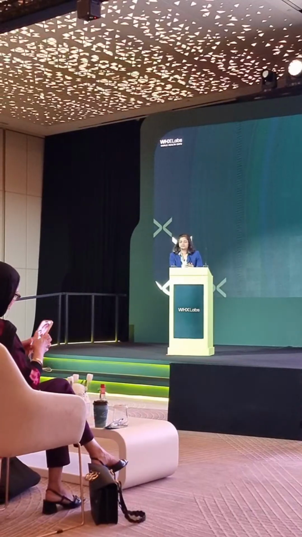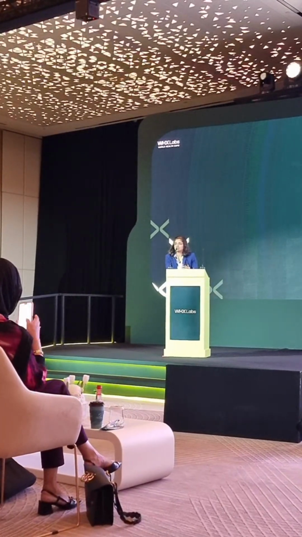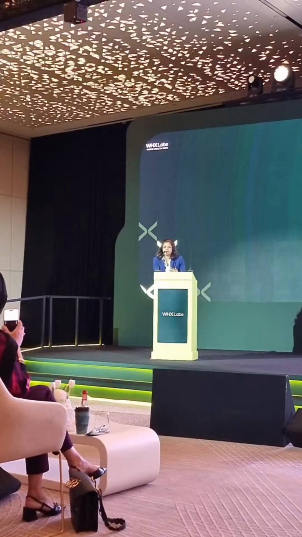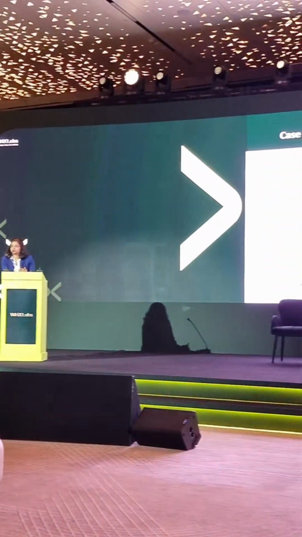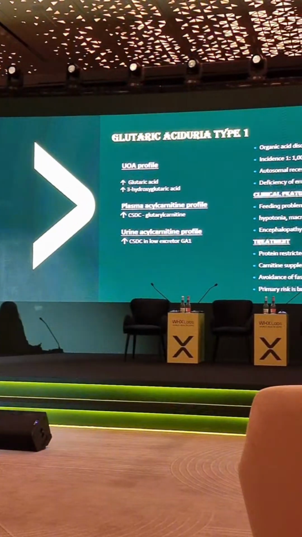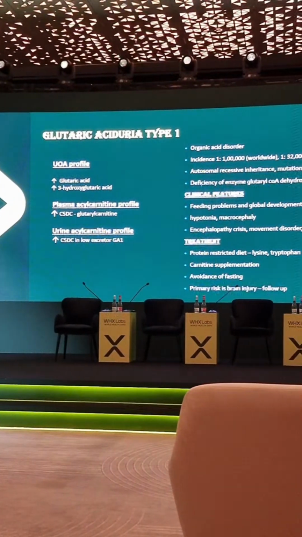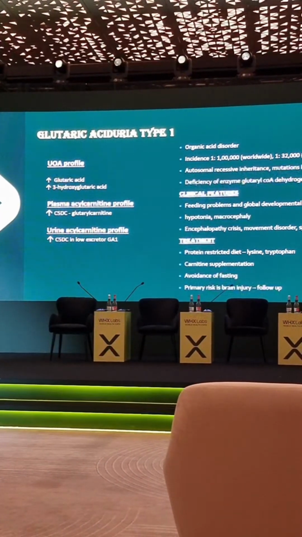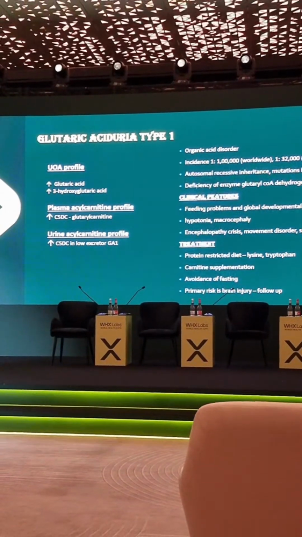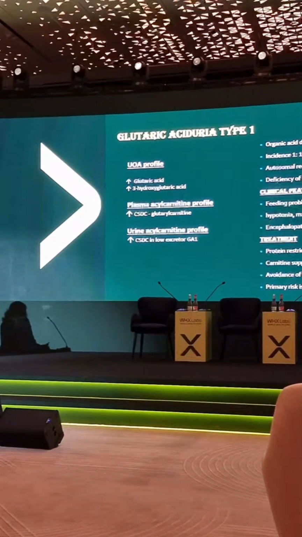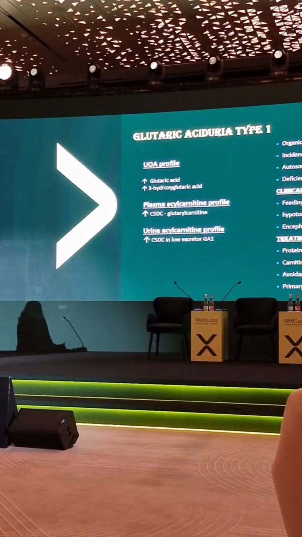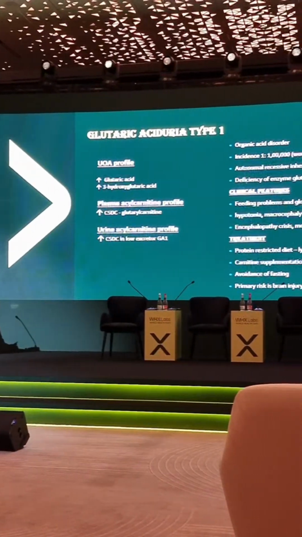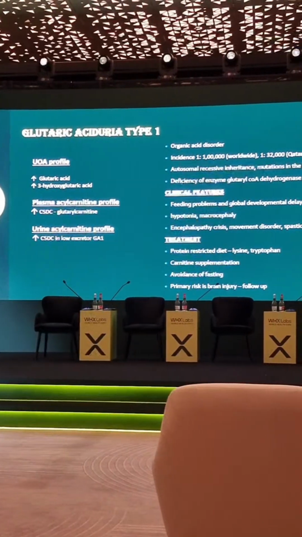Coming to case 5. You can see here there's marked elevation of glutaric acid, and also moderate elevation of 3-hydroxyglutaric acid. So this is a case of glutaric aciduria type 1. In this condition, the plasma acylcarnitine will show elevation of glutarylcarnitine, which is C5DC. There are many GA1 cases where you can actually miss the diagnosis if you're just doing plasma. So urine acylcarnitine is a very important test in detecting low excretor forms of GA1.